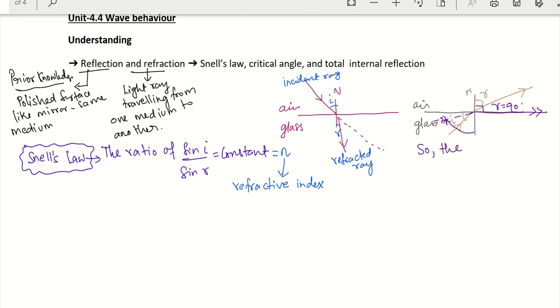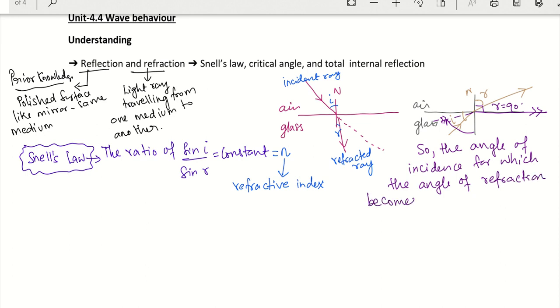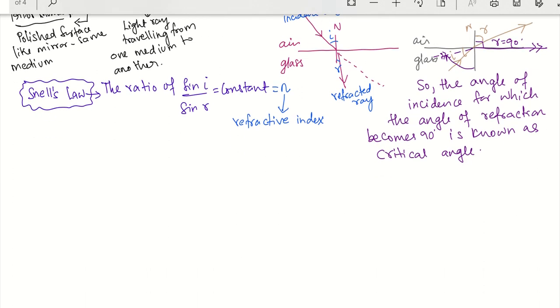So the angle of incidence for which the angle of refraction becomes 90 degrees is known as the critical angle. What does this mean now? This means that if my r becomes 90, then my i becomes C, the critical angle.